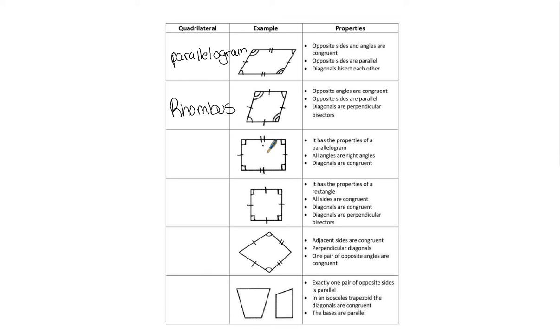Then we have our next one, and I think we all know this one by looking at the picture, but we're going to look through it anyway. It has the properties of a parallelogram. So opposite angles are congruent. Opposite sides are parallel. Diagonals bisect each other. All angles are right angles, and diagonals are congruent. And this is a rectangle.